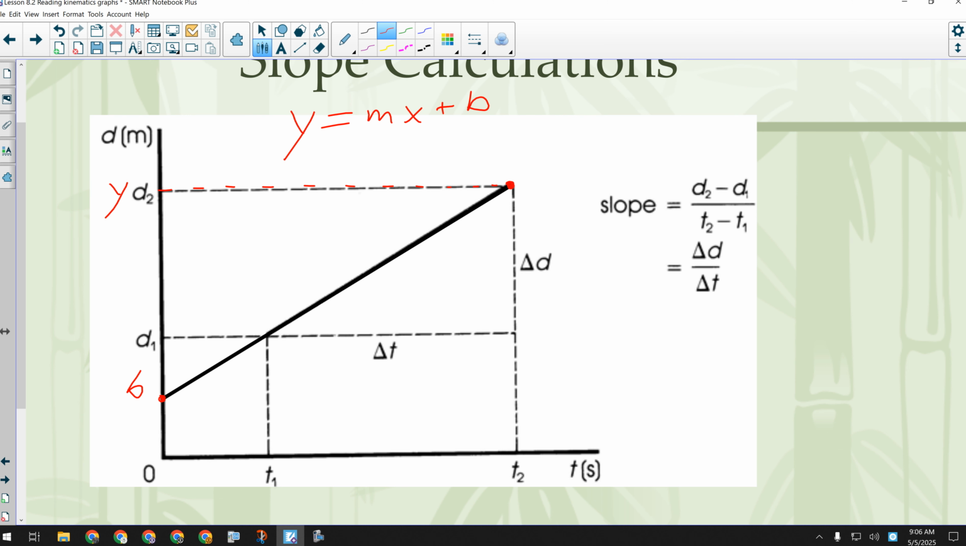What is the value of y when x is 0? On this graph, this is the initial position of the object, where the object was at time 0. This would then represent the final position of the object. Everybody okay with that? Because position is on the y-axis.